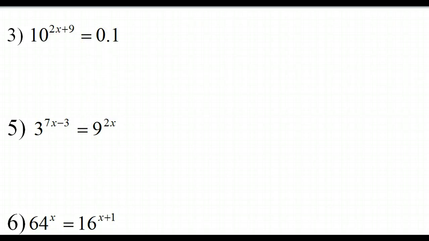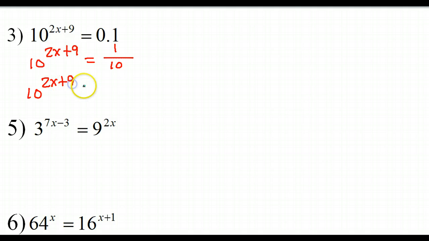So what I can do is go with a base 10, so I've got 10 to the 2x plus 9 power still. But as I just saw, 0.1 can be written as 1/10. I've got a base 10 in both cases, so let's just keep going. So I've got 10 to the 2x plus 9 power, and this can be written as 10 to the negative 1 power.